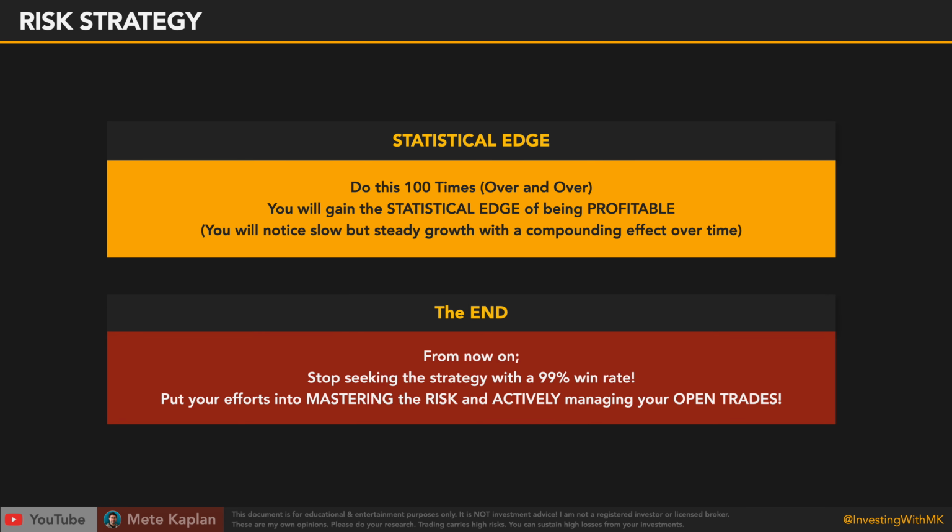So, your takeaway from this video: in reality, there is no 99% winning strategy. If there was one, Elon Musk and Jeff Bezos would be working for me today. All you need to do is put your efforts into mastering risk management and actively managing your open trades.